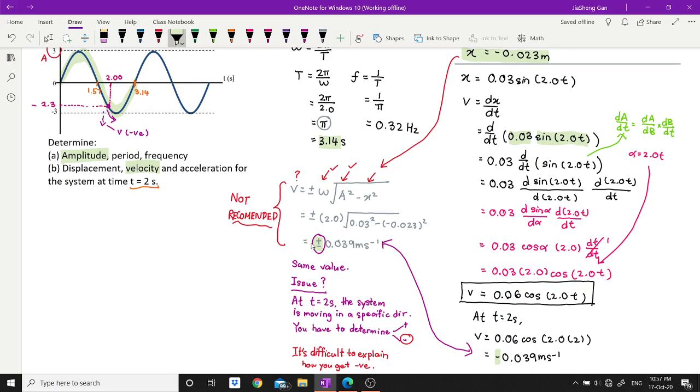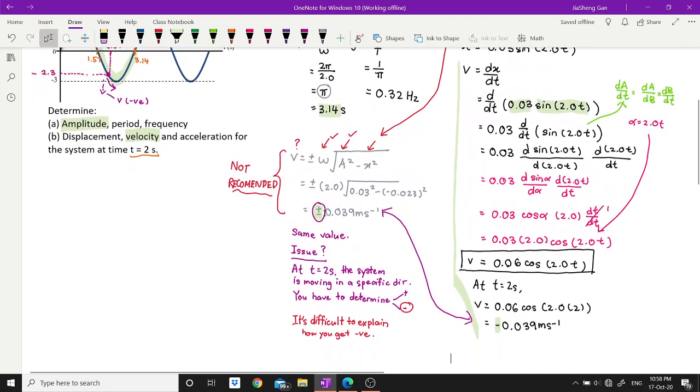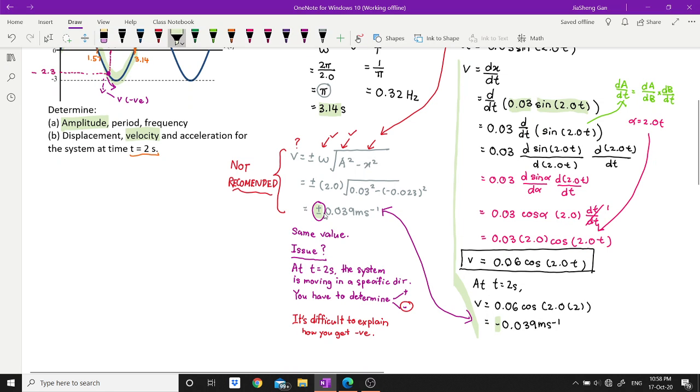Get the velocity equation first by doing a little bit of differentiation. Get this velocity equation, only then start to substitute and get the answer. This is how I would recommend you to solve this question. Okay, moving on. Oh, it's a very long video this time. To get acceleration, I'll just solve it here then.